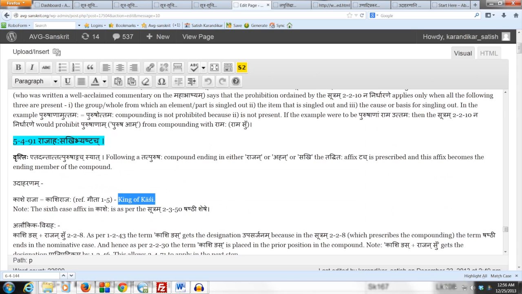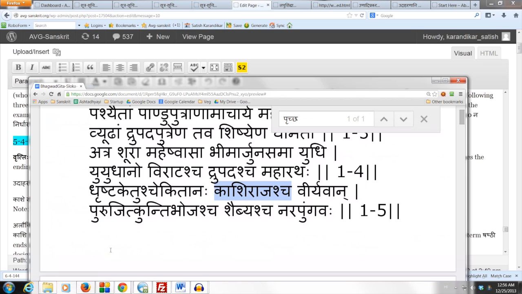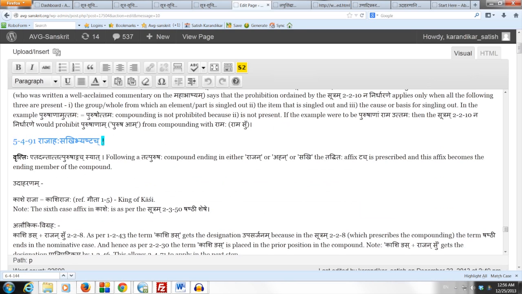This samasa occurs at the very beginning of the Gita in verse number 5 of chapter 1. Dhrishtaketushchekitanaha Kāśi Rajascha Viryavan. You can immediately tell that a samasanta has been used here because Rajan is an akaranta pratipadika, but in Kāśi Rajaha we have the pratipadika Kāśi Raja, which is an akaranta pratipadika. So something has happened at the end of the compound. It's a good example to keep in mind when chanting the Bhagavad Gita. The very fifth verse, we see the application of this Sutram 5-4-91, Rajahas Sakhibhyash tach.